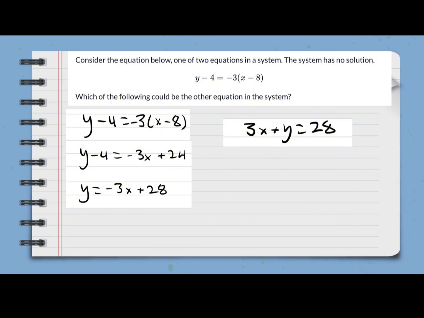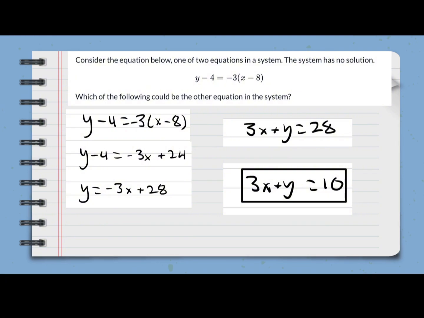Now, if you guys notice, for answer D, we have the exact same answer, except that one is 3x plus y equals 10, which would make it the exact same line, but parallel, not in the same place, and not making it infinitely many solutions. That's why the answer choice here is D.